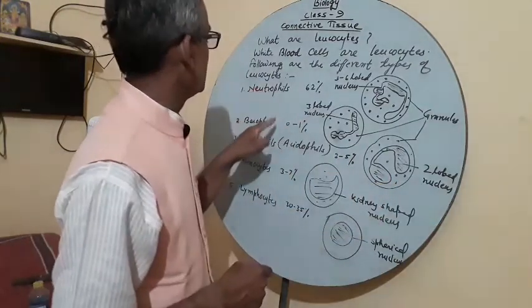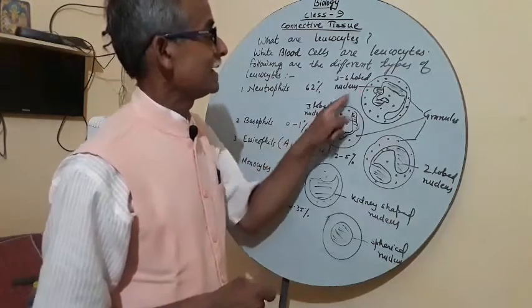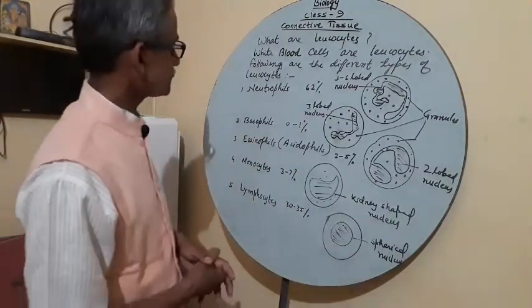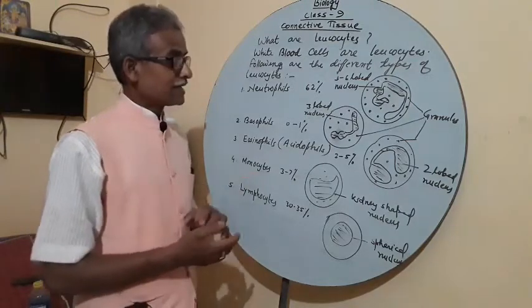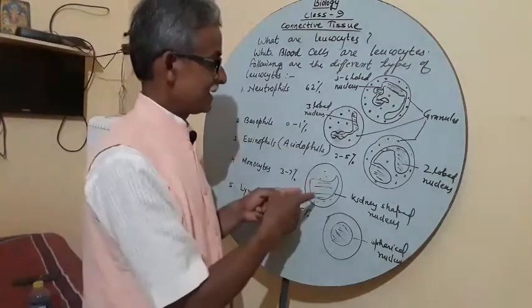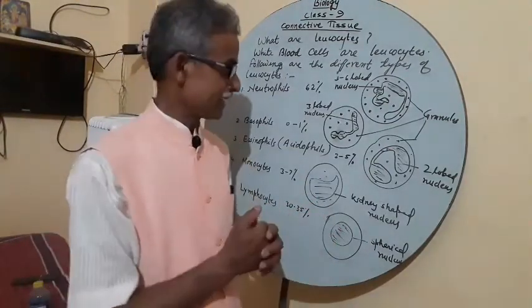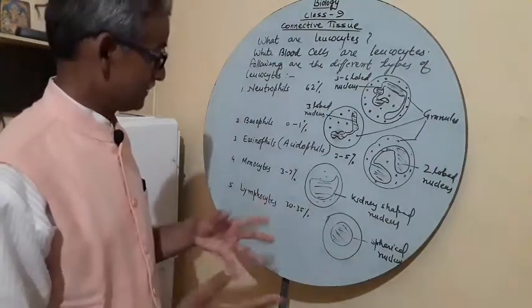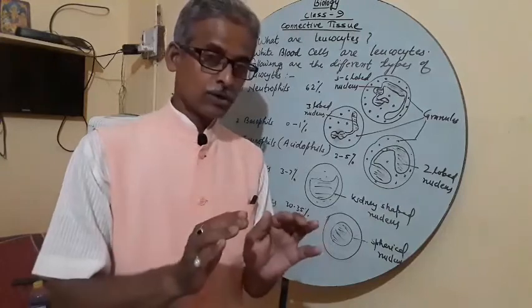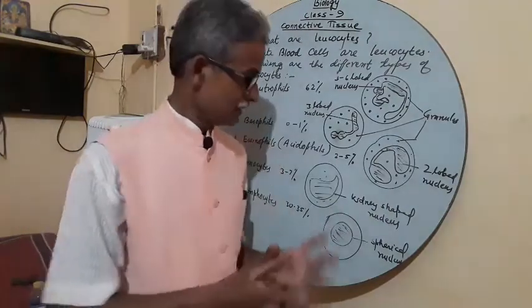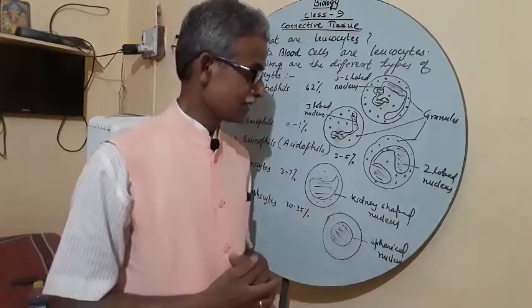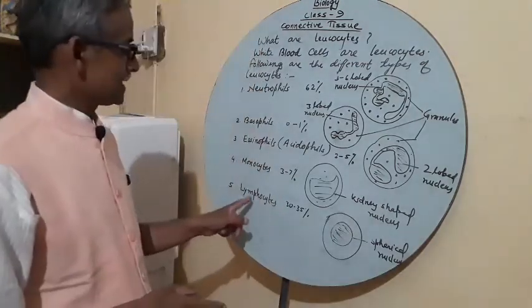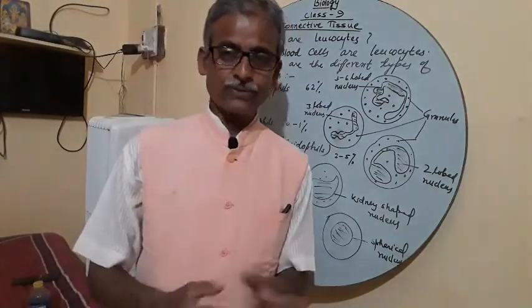So as neutrophils, basophils and eosinophils have granules, these are called granulocytes. That is, they have granules in their cytoplasm. Monocytes have a kidney-shaped or U-shaped nucleus and no granules in the cytoplasm. In the same way, lymphocytes have a rounded or spherical large nucleus in the cell, and also no granules in the cytoplasm. So monocytes and lymphocytes are called agranulocytes.